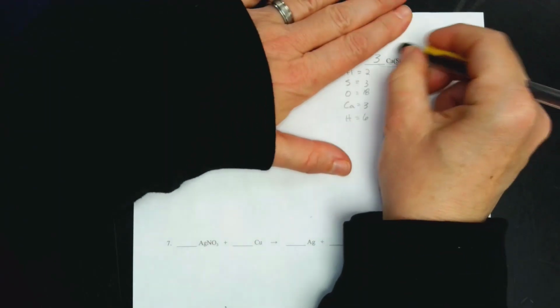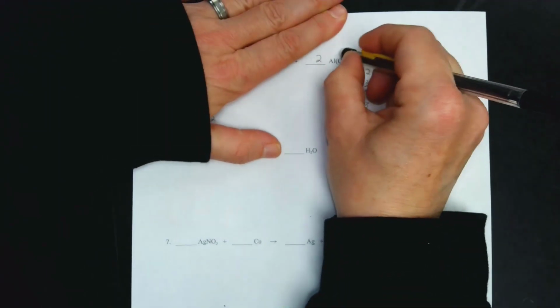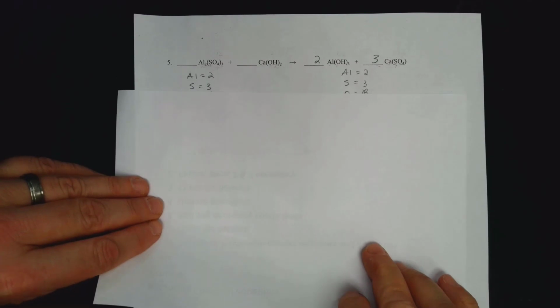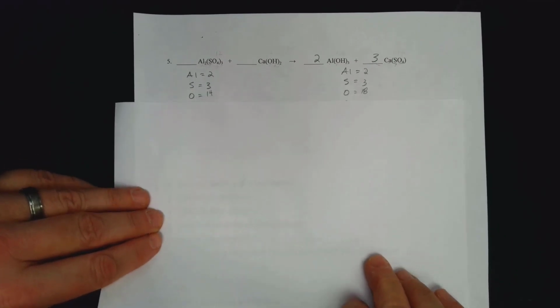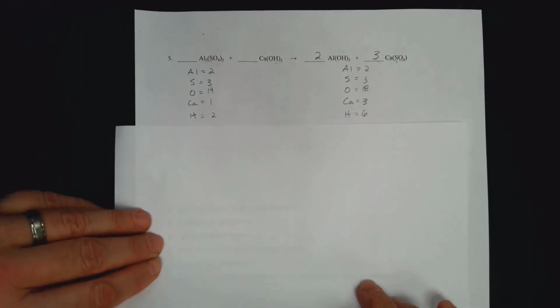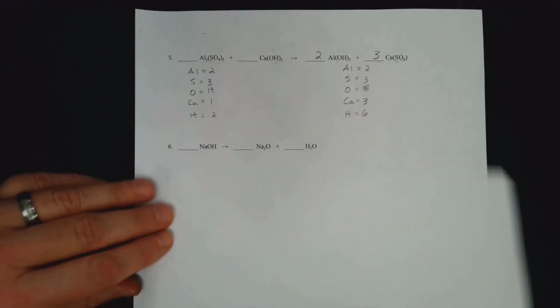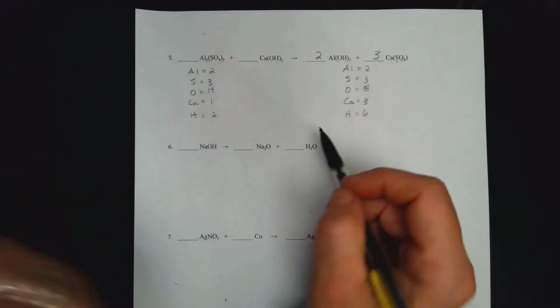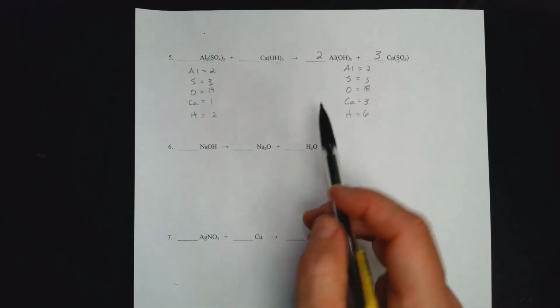Now, you might be thinking to yourself, these numbers are getting crazy. Don't worry about the numbers. Once you finish updating your quantities, all you got to do is check for balance. Now, my aluminums are balanced. Now, my sulfurs are balanced. Now, my oxygens are not balanced, my calciums are not balanced, and my hydrogens are not balanced.